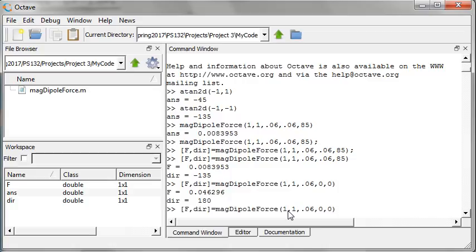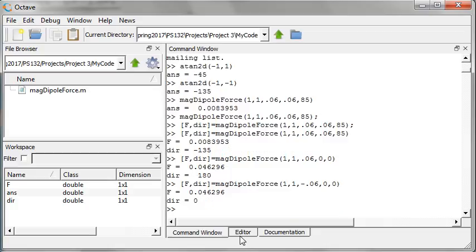Now I think I'll put it to the left of the origin, and again, it should be attractive. It's the same distance to the left of the origin, same magnetic dipole strength, so we should get 0 degrees and the same magnitude of force in newtons. Let's see how that works out for us. Hit enter. 0 degrees, same magnitude of force.